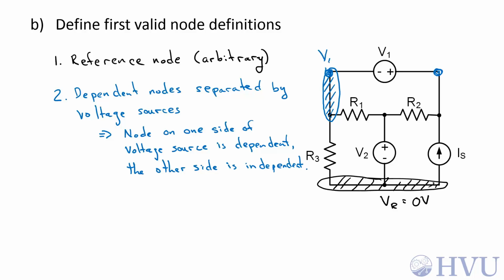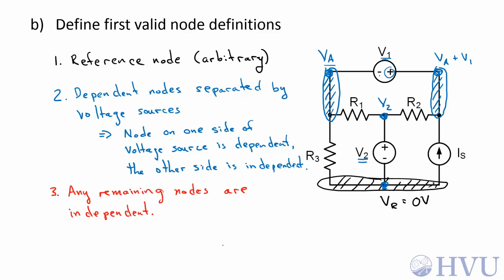I'll call that voltage V sub A. If this voltage is V sub A, and this voltage source says that this voltage is V1 volts higher than this one, then this node is dependent, and its voltage is going to be V sub A plus V1. The nodes on either side of this voltage source will also be dependent on one another. I've already decided this voltage is 0 volts. This voltage is V2 volts above this voltage, so this voltage is just V2.